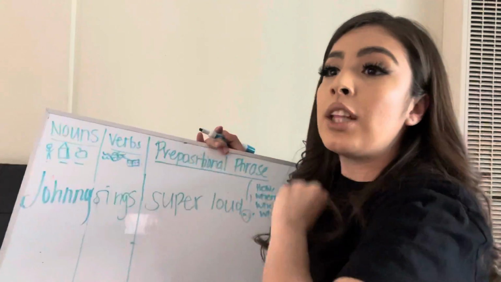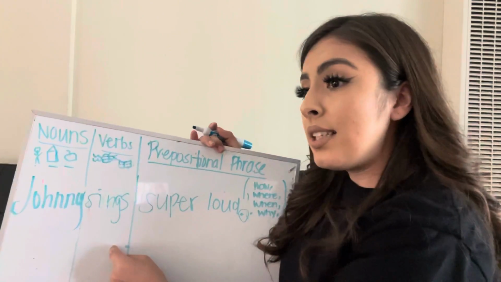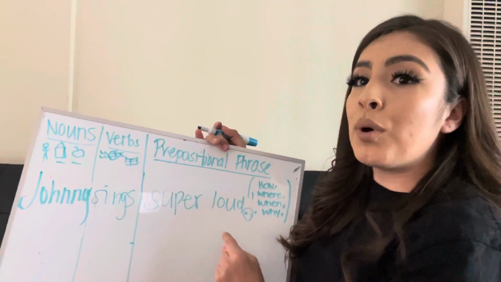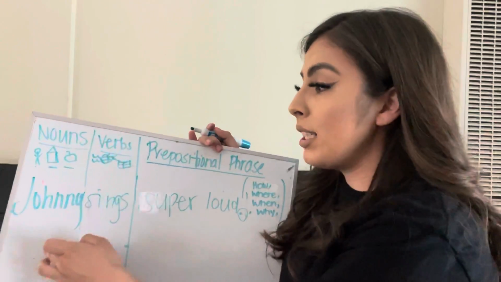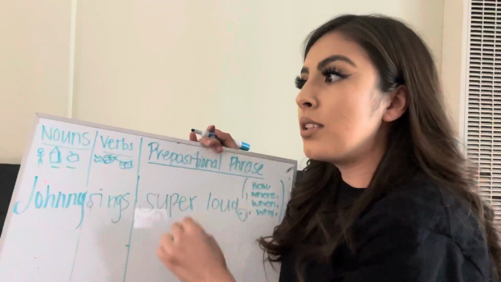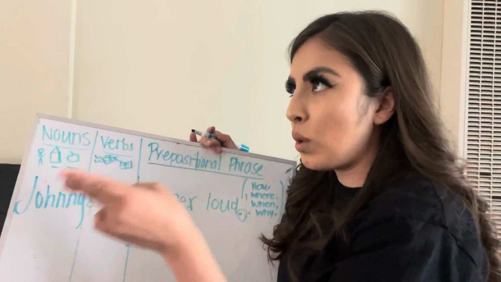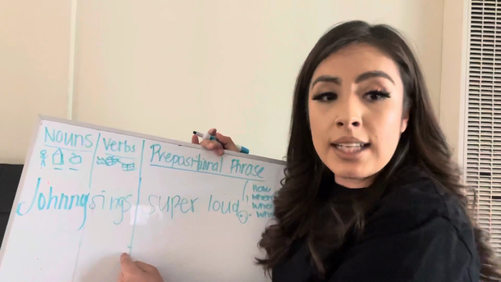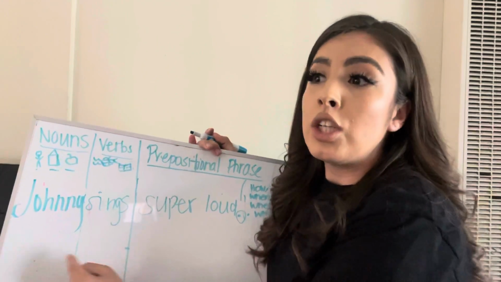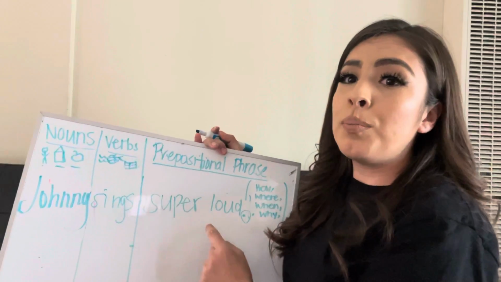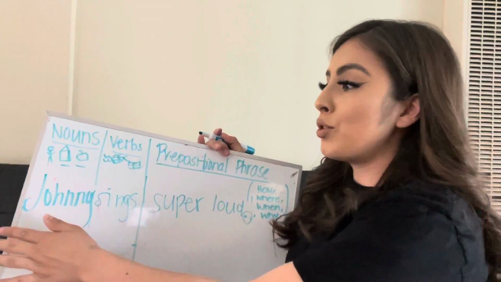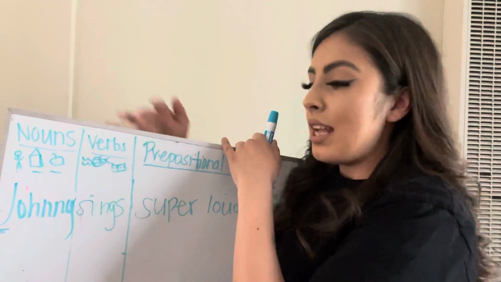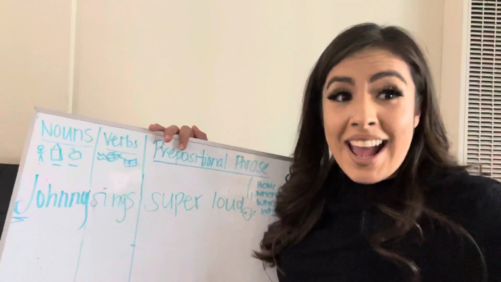So let's try to sing this all together again. Johnny sings, Johnny sings, Johnny sings super loud. So what I did there is Johnny sings twice, and then I added super loud at the end, right? So it's going to be twice, and then we're going to add this part. Try one more time. Everybody. Johnny sings, Johnny sings, Johnny sings super loud. Great. Do not forget your capital in the beginning, and do not forget a period at the end.